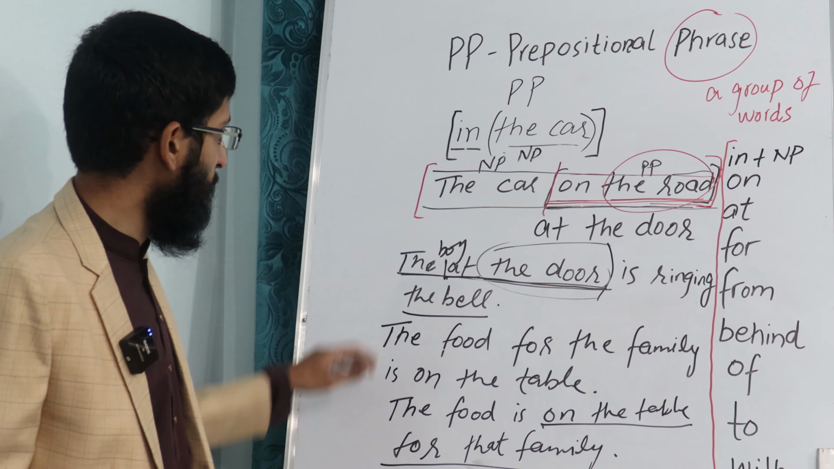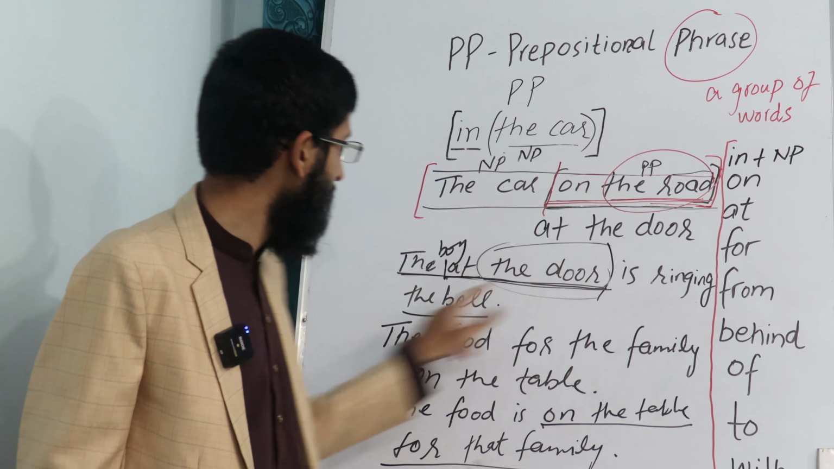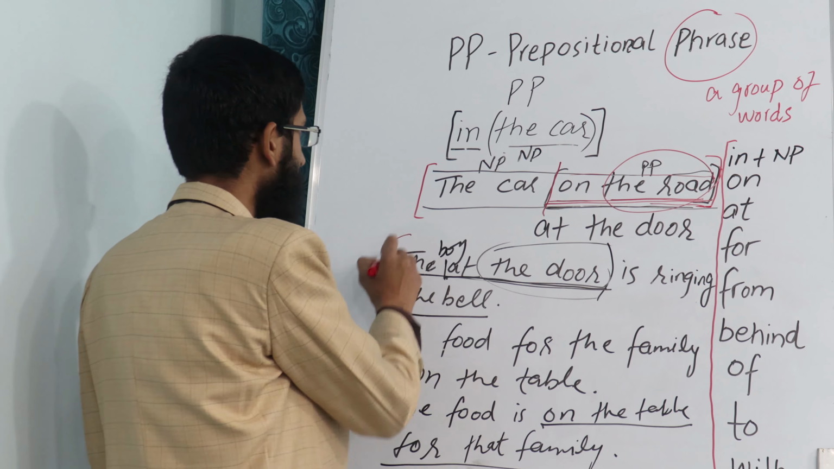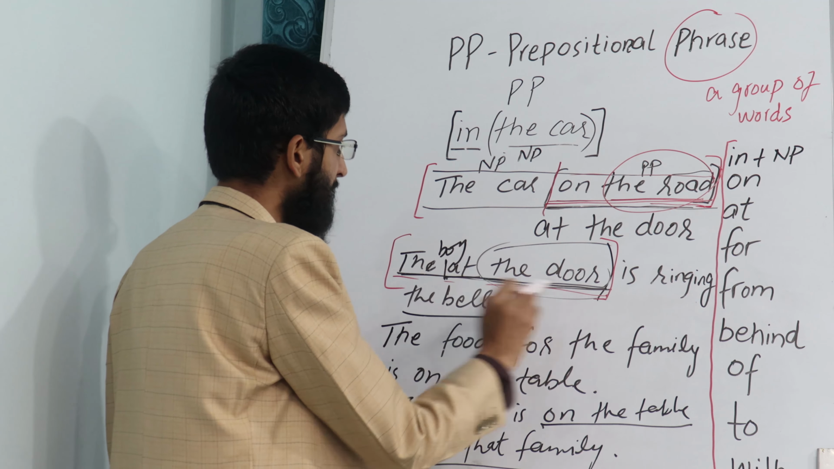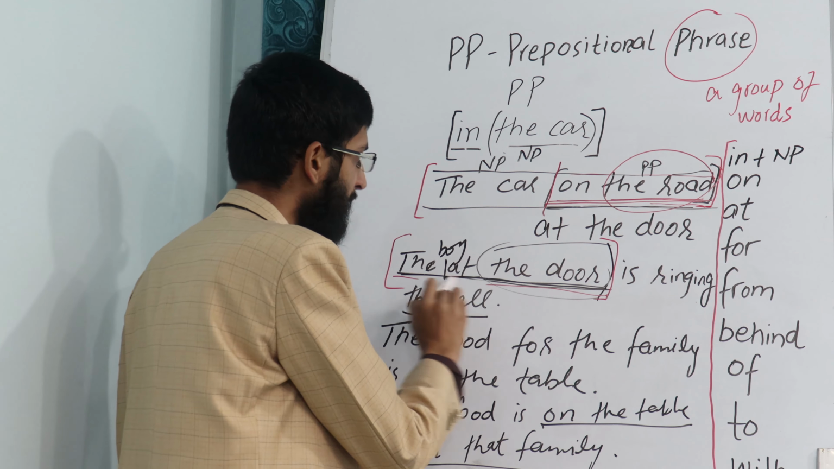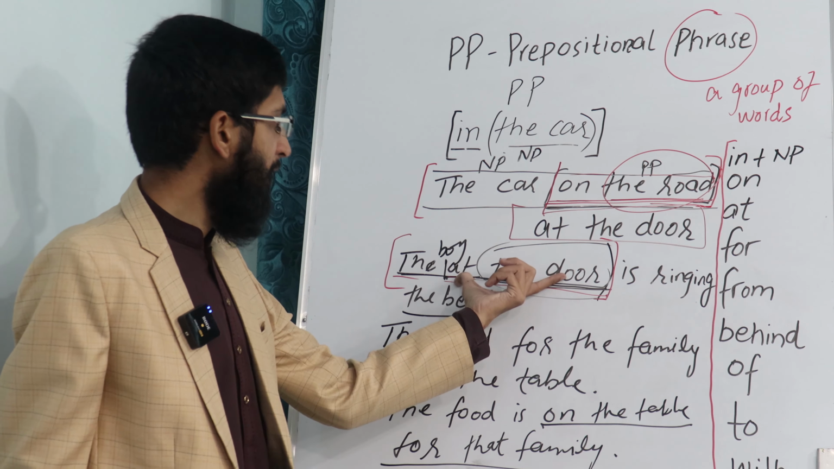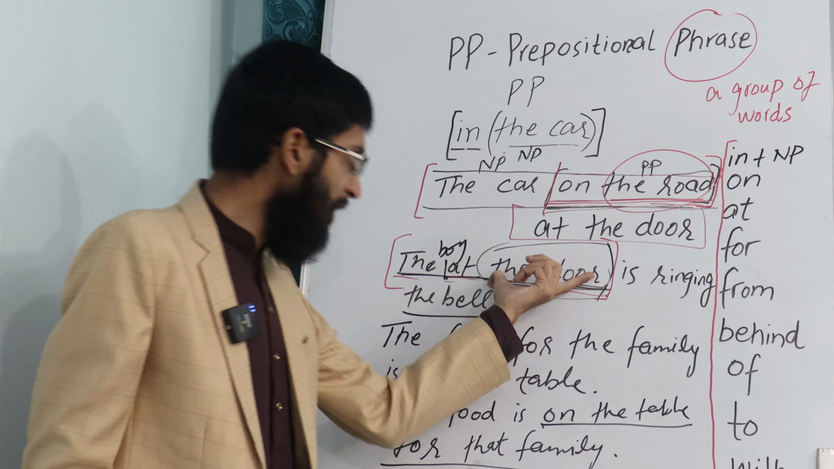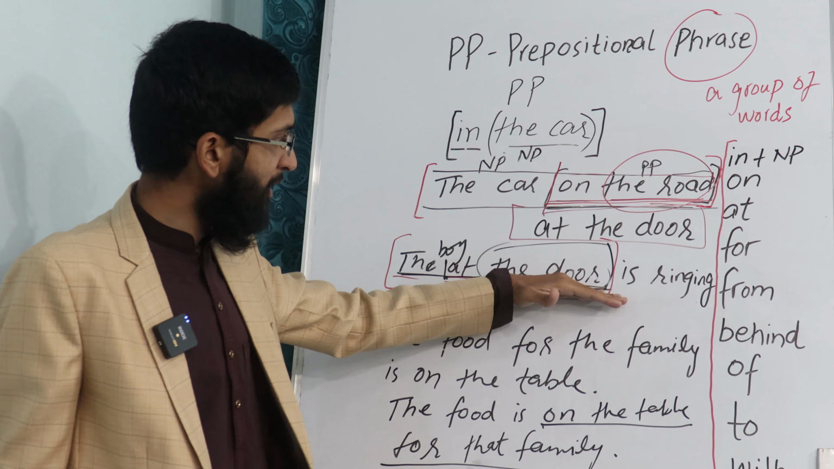So let's see this example. The boy at the door is ringing the bell. The boy at the door is a whole noun phrase. But in this noun phrase there is a smaller part, at the door, I have already mentioned here. At the door is again a prepositional phrase. The door is a smaller part, again a noun phrase. This whole is a noun phrase.